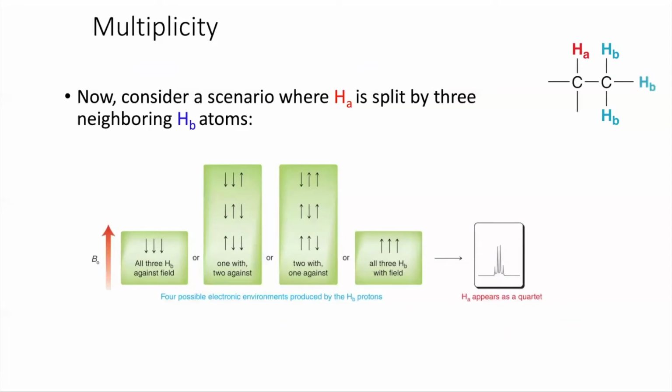Now, if you're thinking about a scenario where a proton HA is split by three equivalent protons, then again, we can have all three with, we can have all three against. We can have two up and one down, or we can have two down and one up in three different arrangements. Therefore, we're going to get a quartet, and the quartet is going to have the two peaks in the center larger and equal, and the two peaks on the side smaller and equal.